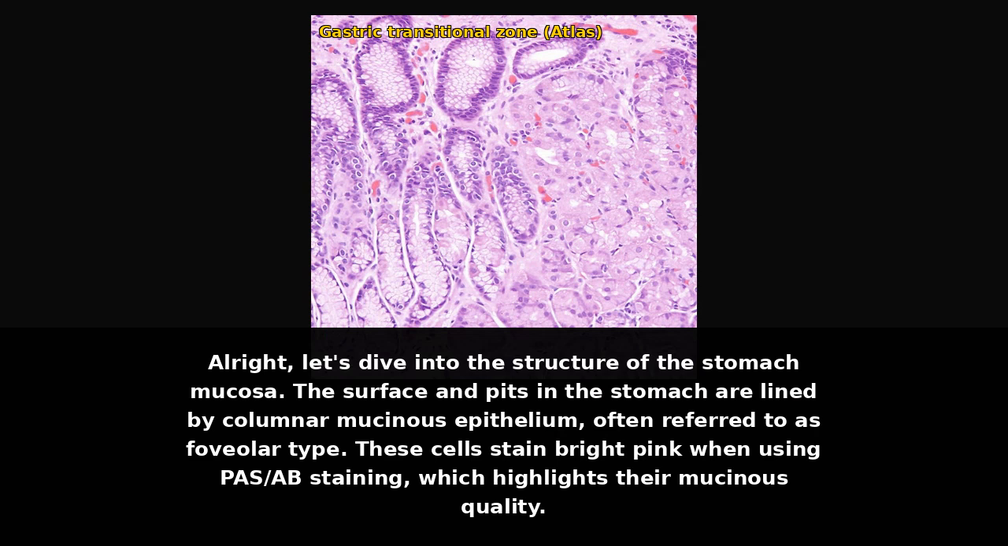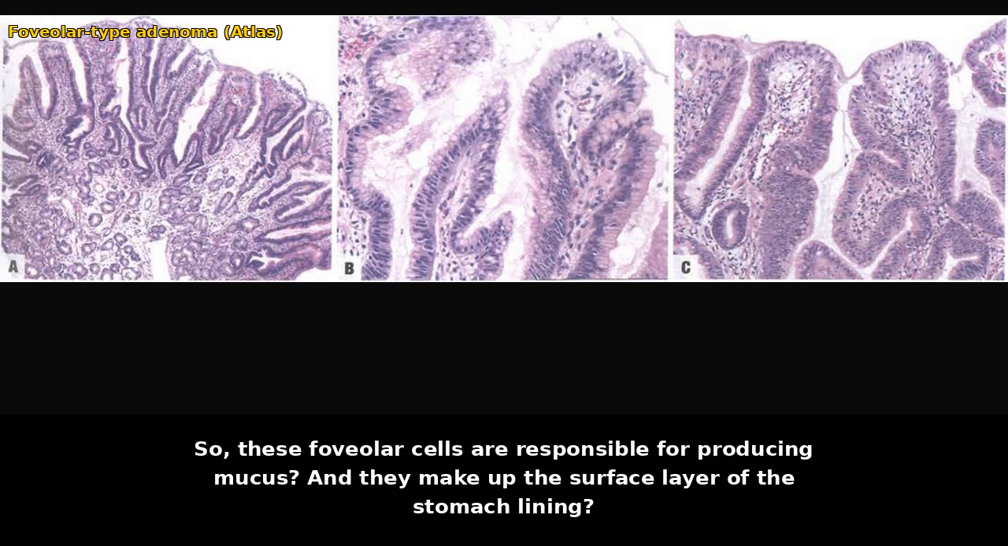All right, let's dive into the structure of the stomach mucosa. The surface and pits in the stomach are lined by columnar mucinous epithelium, often referred to as foveolar type. These cells stain bright pink when using TASB staining, which highlights their mucinous quality. So these foveolar cells are responsible for producing mucus. And they make up the surface layer of the stomach lining.